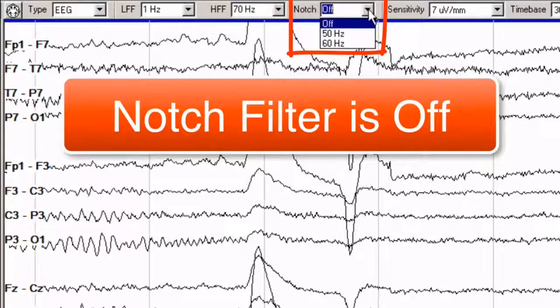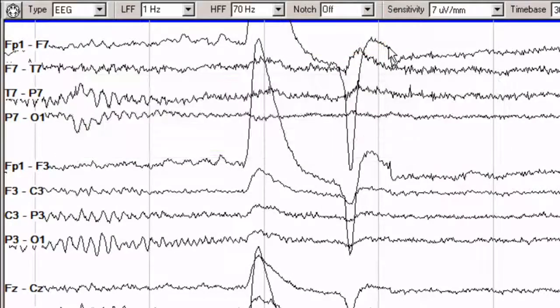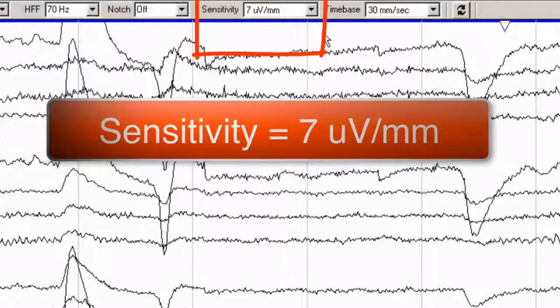Importantly, the notch filter is off. As mentioned in a previous video, having the notch filter off is very important, so that you do not miss electrodes that may have abnormally high impedance and therefore are not connected to the head. By having the notch filter on during initial recording, you may be missing important data about the technical quality of your recording. The sensitivity here is at 7 microvolts per millimeter.